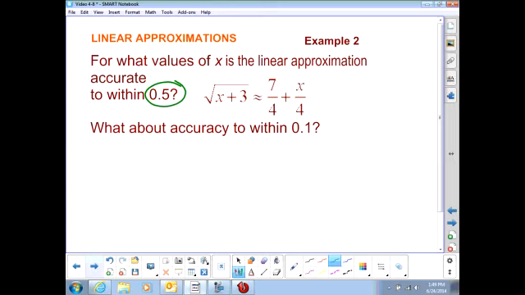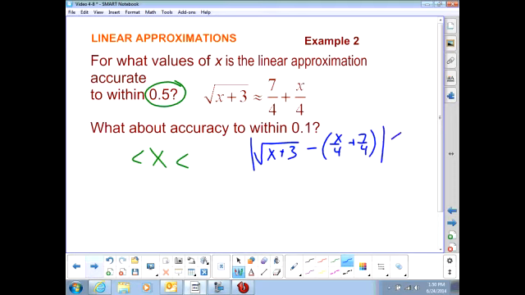Well, what we can do is find the x values where that would hold true. So what we'll do is go to the calculator. What we really want to know is when the difference between our actual value, square root of x plus 3, minus the y values of our function, x over 4 plus 7/4, our linear function, stays less than 0.5.